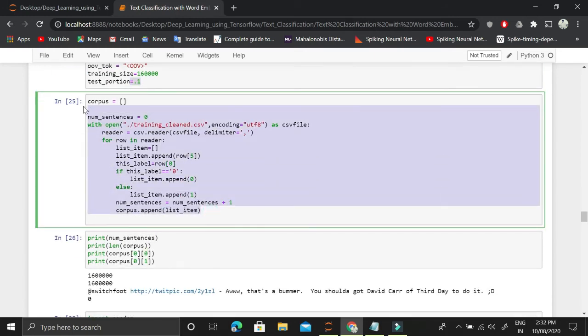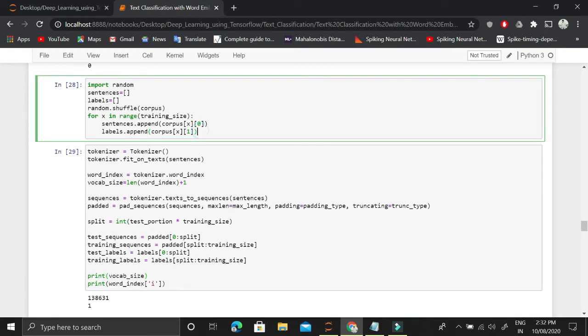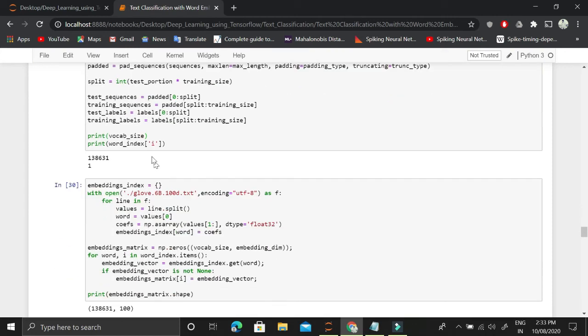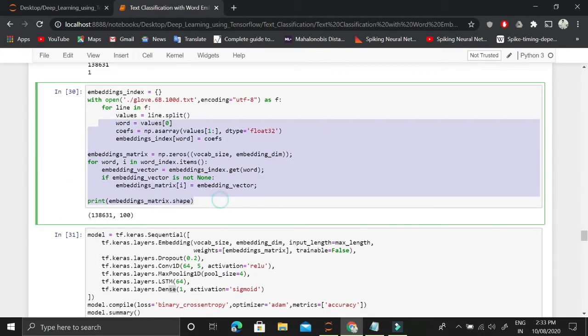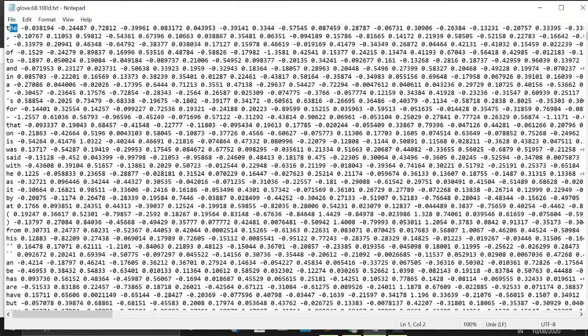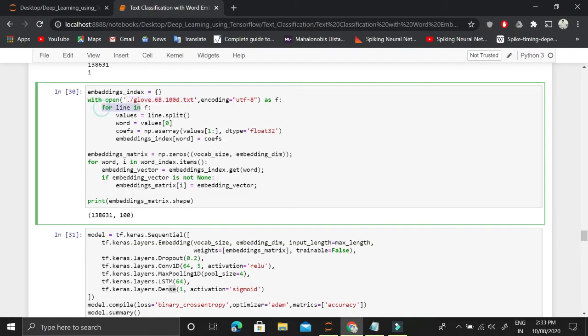Otherwise this loading of data is the same, and then we are having this padding and tokenization. All of these things are the same except for this single cell where we are loading this embedding index. How do we do that? We open this text file, and in this text file the first entity is basically the word, and all of the other entities in this line are the vector for this word. So this is what we will be doing. For each line we are having this first value to be the word, and all of the other values to be its coefficients, the embedding vector.